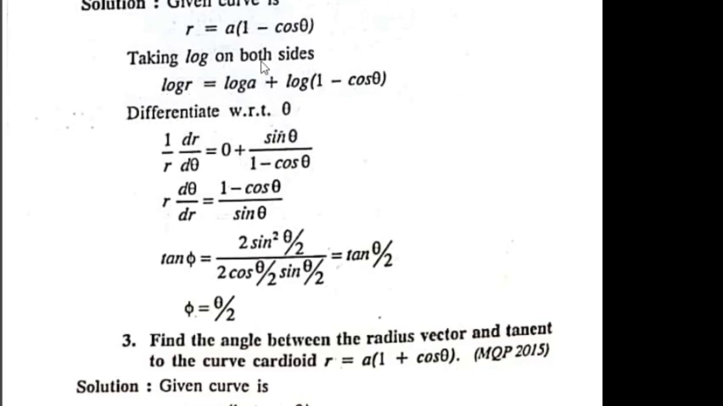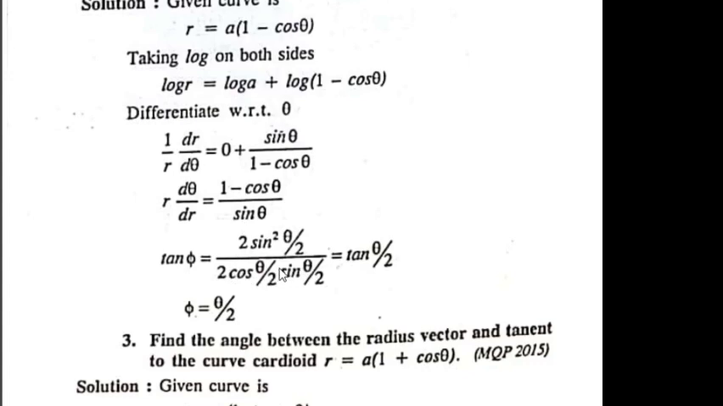So log r is log a plus log 1 minus cos theta. Differentiating with respect to theta, you will get this equation. Then reverse this, then you will get this equation. So then this becomes tan phi, which is equal to, now in this case we have to simplify. So here 1 minus cos theta can be written as 2 sin square theta by 2 by the trigonometric identities, and sin theta can be written as 2 sin theta by 2 cos theta by 2.